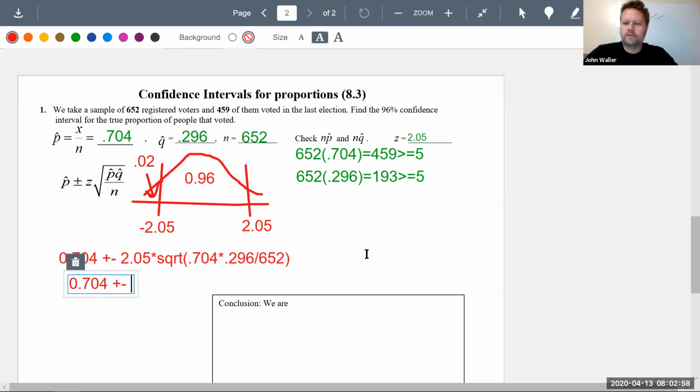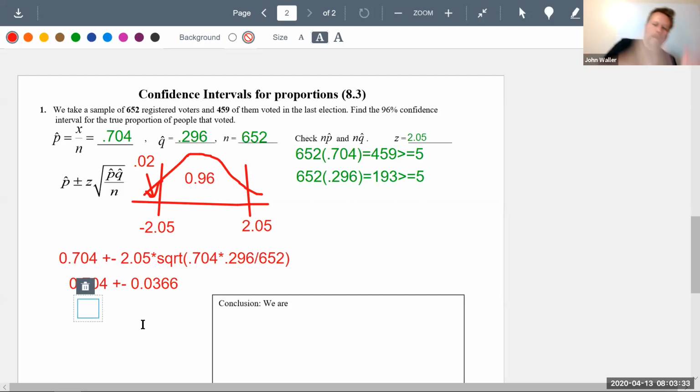Yes. This is one time when the error is a part of the problem. So normally your error is a mistake, but this is beautiful. So this is how I got it, and probably this is how Monica got it. 2.05 times the square root of all that business. So 0.0366. Let's come back to here, 0.0366. And now you subtract that from 0.704 and you add that to 0.704, right?